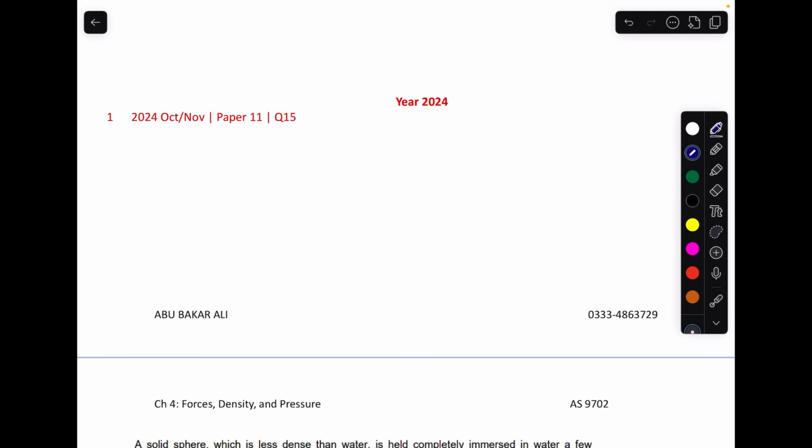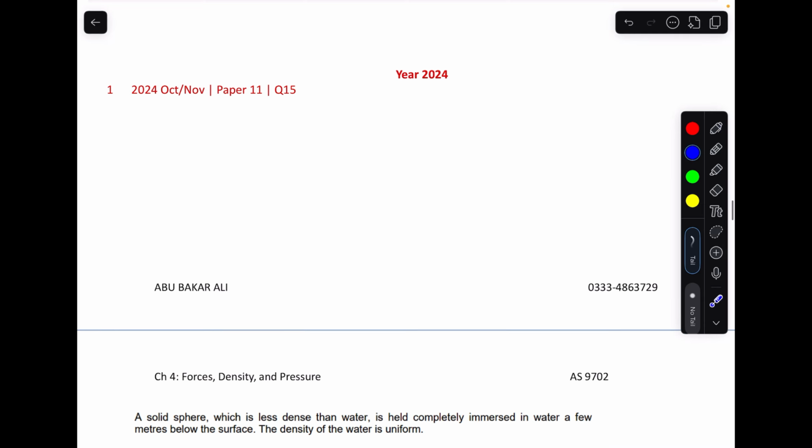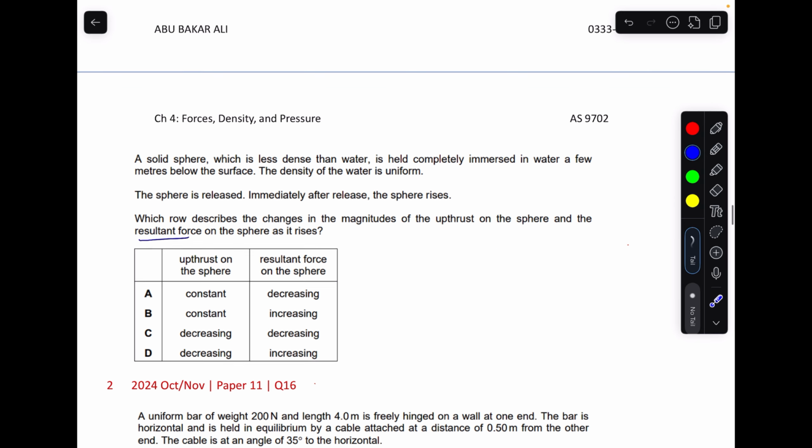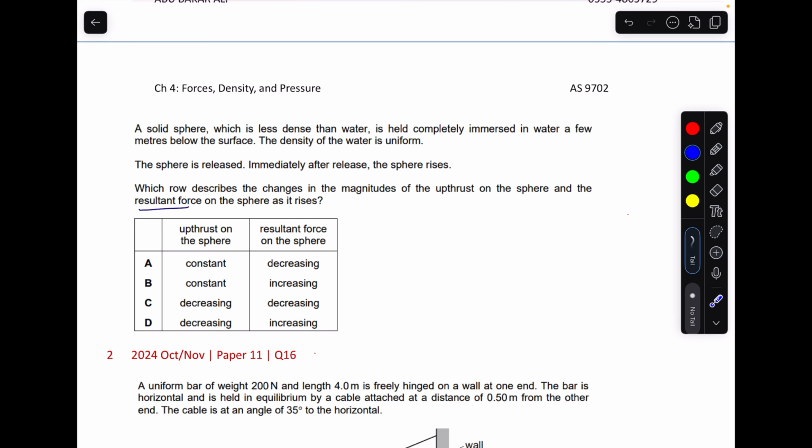To discuss the past paper topical questions of forces, density, and pressure from the year 2024. So let's begin with the first question. A solid sphere which is less dense than the water is held completely immersed in the water a few meters below the surface. The density of the water is uniform.